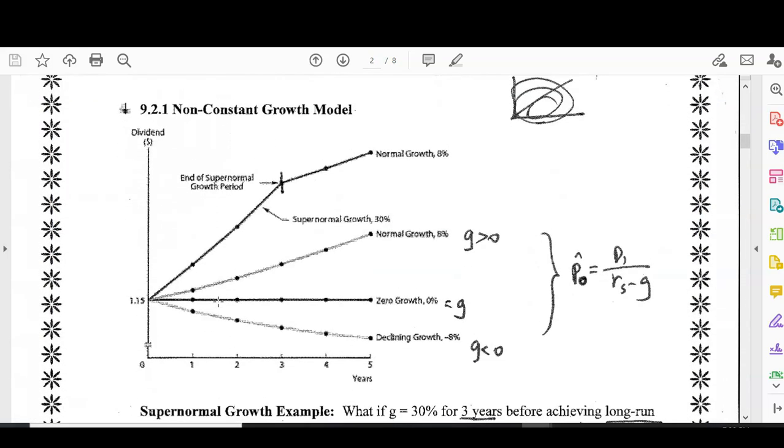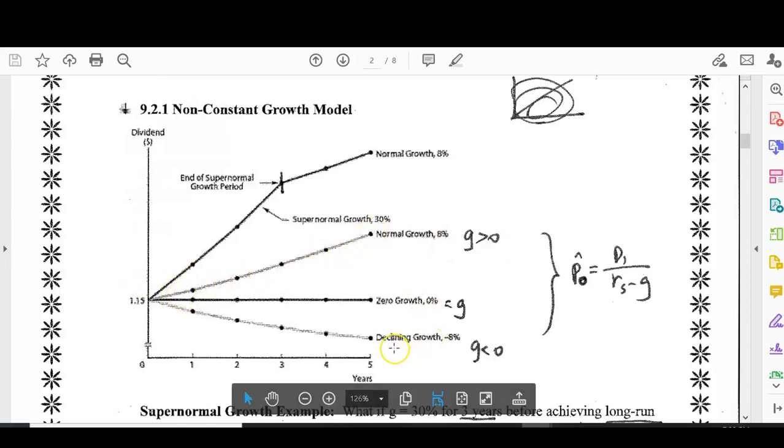Here is a graph showing what kind of case the non-constant growth model applies to. In the last class, we were talking about the constant growth model. We have the case where G is 0, so we have zero growth all the time. We have a normal growth rate when G is larger than 0, for example 8%, a constant growth rate G of 8%. We have the case when G is smaller than 0, where the constant growth rate is negative 8%, for example, so we have a declining growth all the time.